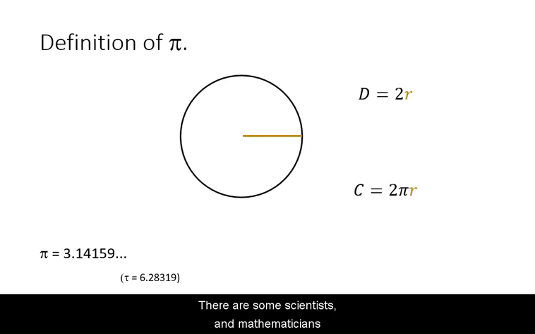There are some scientists and mathematicians who refer to the quantity 2 pi as tau. We will not use this, but in case you encounter alternate videos or literature on the subject, please understand the symbolic conversion.